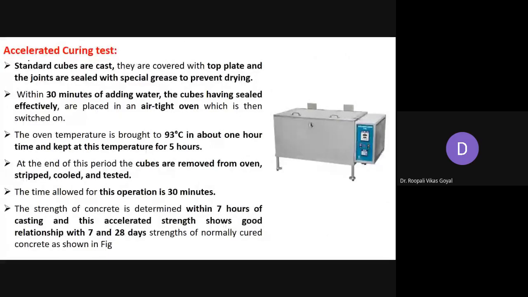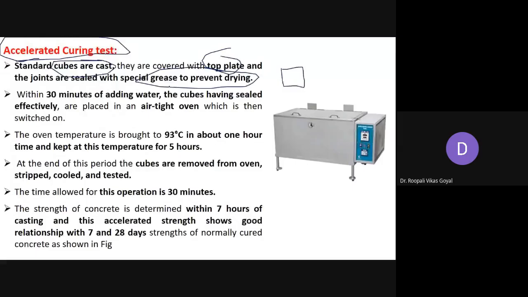So here a simple method is used. Standard cubes are cast normally, covered with the top plate, the joints are sealed, and special grease is applied to prevent drying. So the cubes are cast the same way as normal cubes. Then within 30 minutes of adding water, the properly sealed cubes are placed in an airtight oven. So within 30 minutes you can do it.